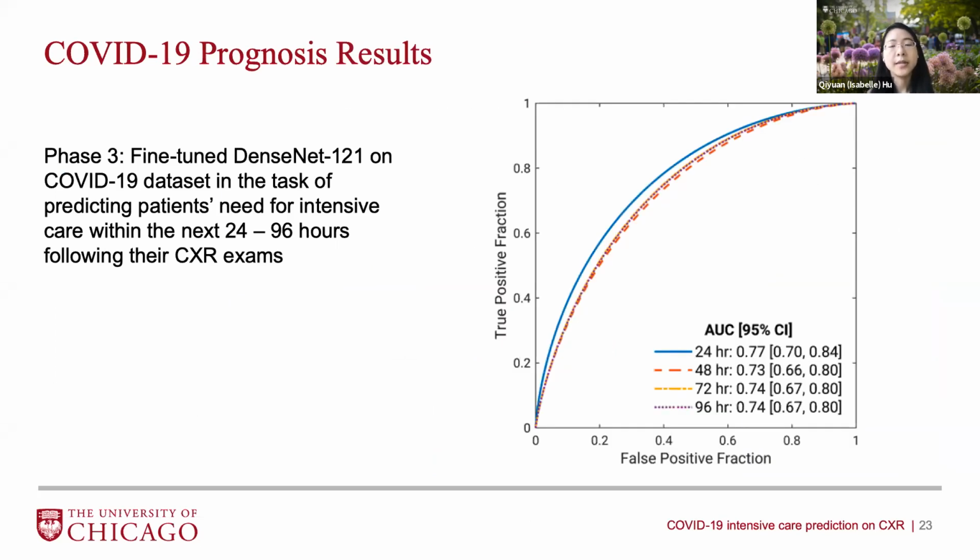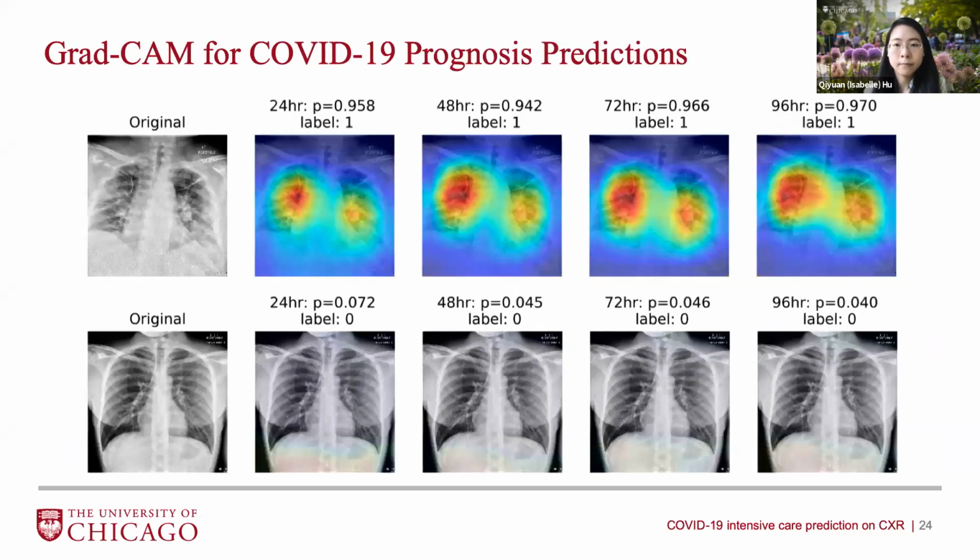And on the independent test set, we achieved an AUC of 0.77 when predicting for intensive care needs 1 day in advance, and slightly lower but still reasonable performance for even earlier predictions, ranging from 0.73 to 0.74 for predictions 2 to 4 days in advance. And here are 2 example Grad-CAM heat maps. The top patient was admitted to ICU within 4 hours following the image shown here. And the bottom patient never needed any intensive care.